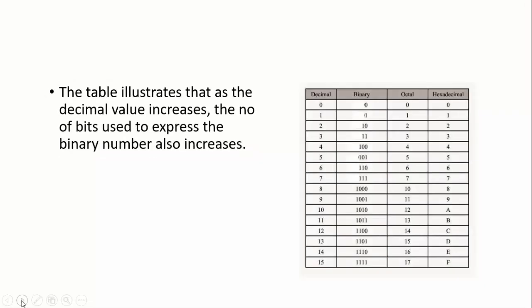The table illustrates that as the decimal value increases, the number of bits used to express the binary numbers also increases. So in the adjacent table, we can see the relation between decimal and binary numbers. Now for decimal numbers 0 and 1, we see that there is only one bit which is being used to express these values. Now as the decimal number increases, the number of bits used to express these decimal numbers also goes on increasing. So let us now consider binary to decimal conversion.